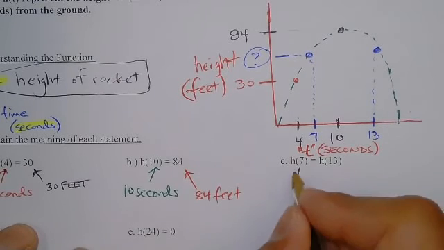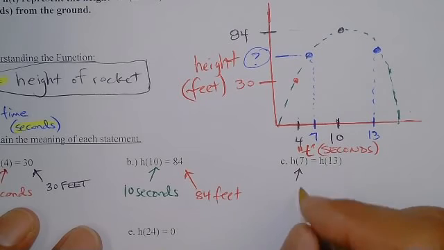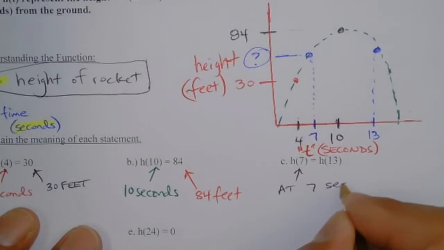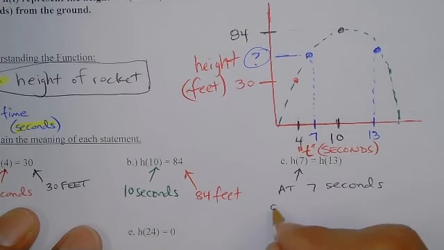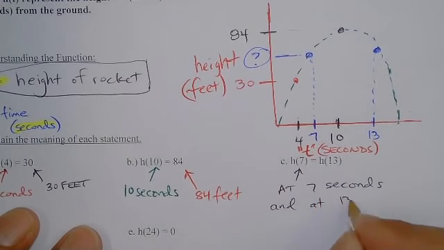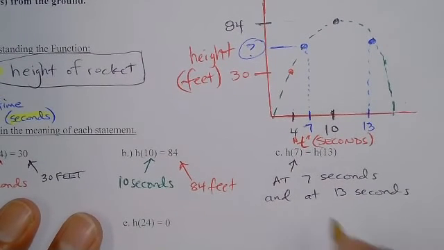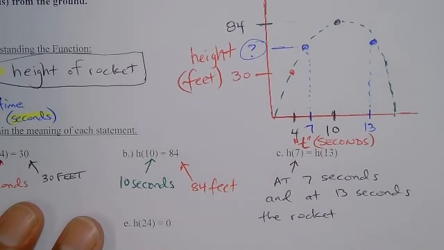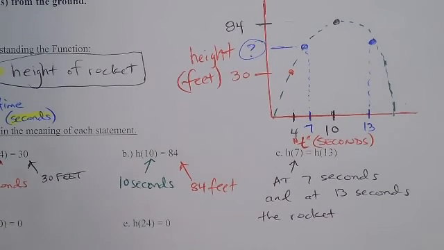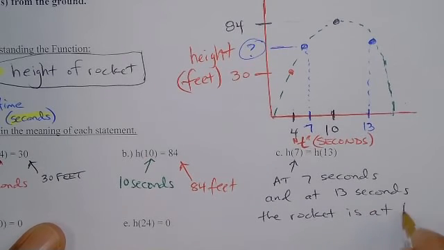You guys write that in there. It's going to take like a sentence or two. At 7 seconds and at 13 seconds, the rocket is at the same height or has the same height. Does that make sense?